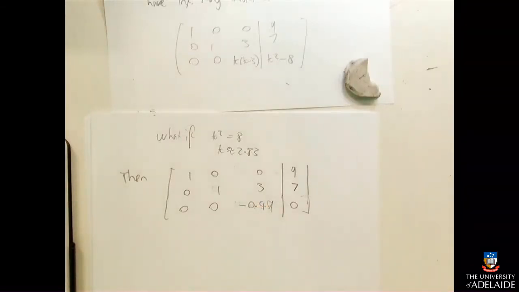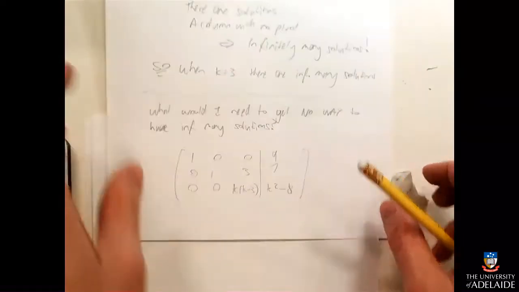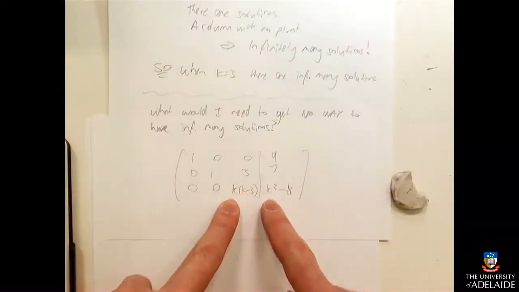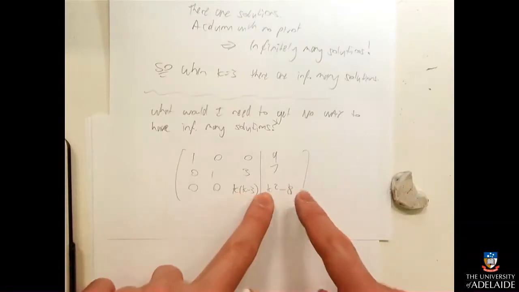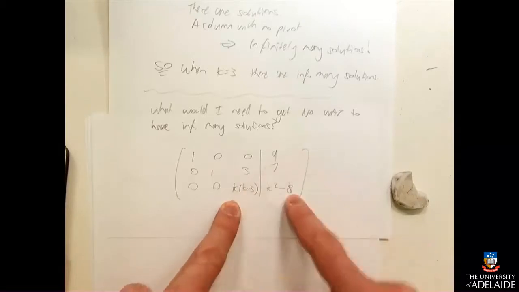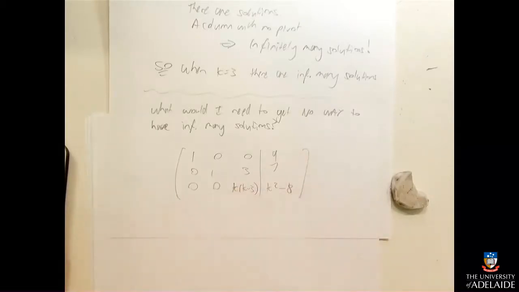So that's one of the reasons why I did this what-if. The only way to get infinitely many solutions for a 3 by 3 matrix is to have both of these 0 at the same time. And these can't be 0 at the same time. If this one's 0, then that one works out to not be 0. And if this one's 0, then that one works out to not be 0. So it's impossible to be 0 at the same time, so therefore there is no k that makes it infinitely many solutions.